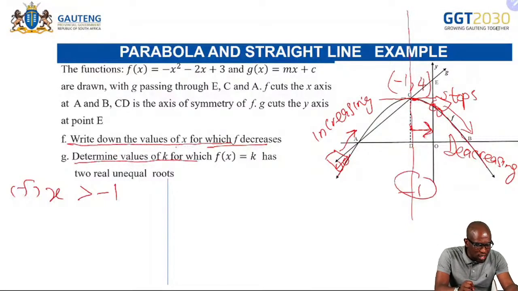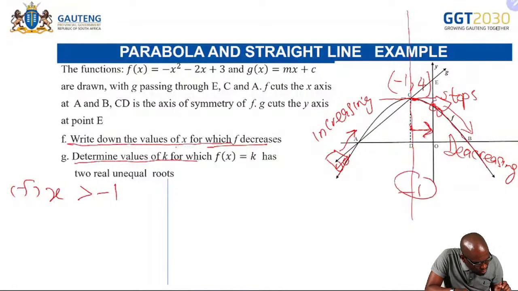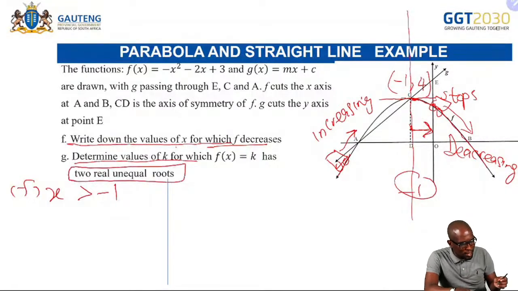Now, last question. This would be the last question for today. Determine the values of k for which f of x equals k has two real but unequal roots. So they are interested in what? Real roots that are not equal.